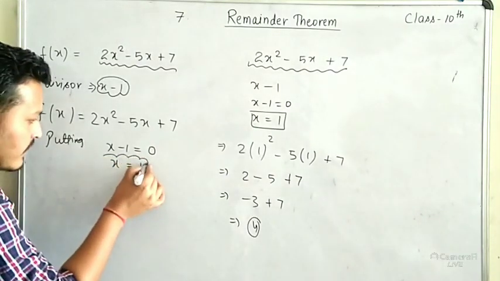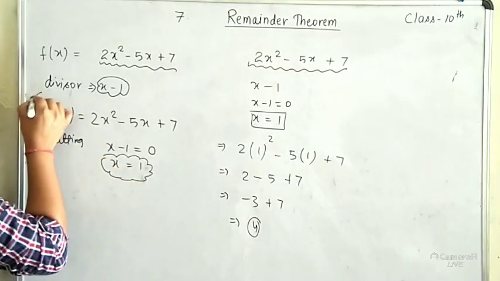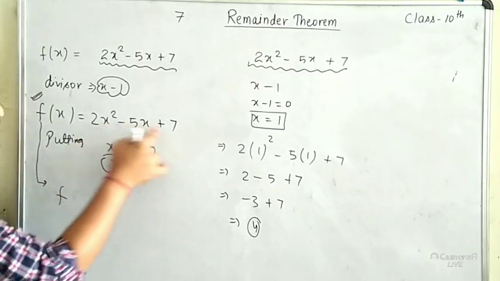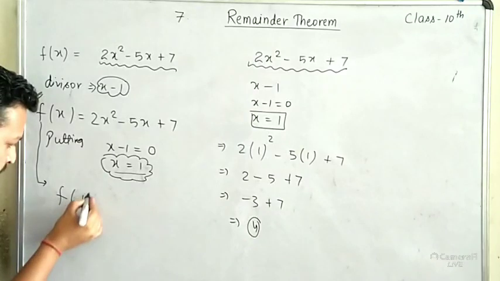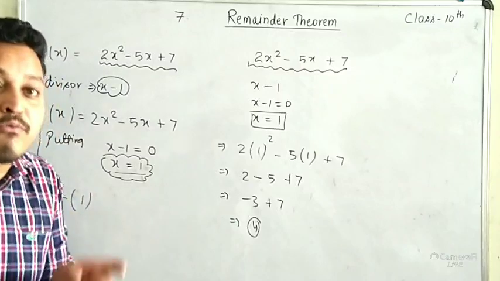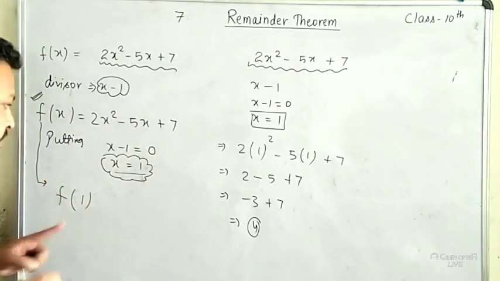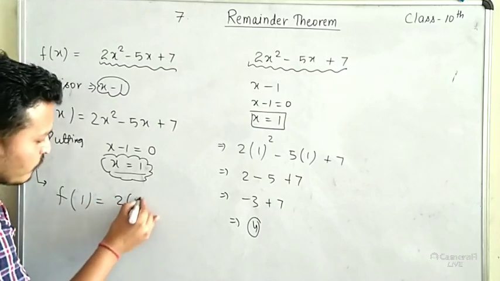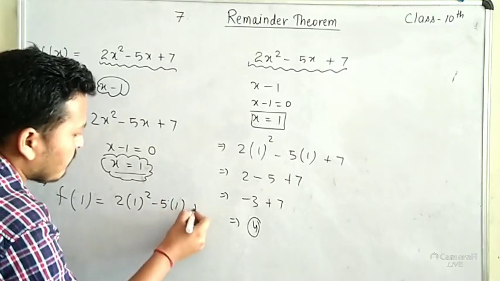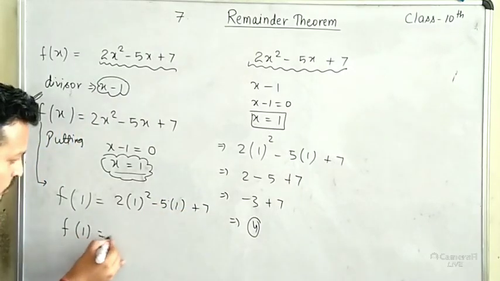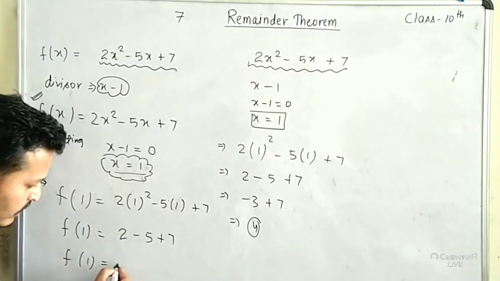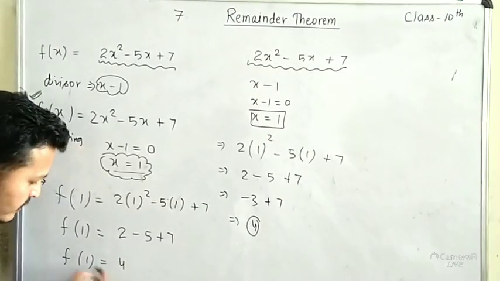So this x value we will put in the given expression. The expression is in x, and the value of x is 1, so here we will put 1. It means we are solving the given expression for the value x equal to 1. f(1) is equal to 2 into 1 square minus 5 into 1, plus 7. So f(1) is equal to 2 minus 5 plus 7, which is minus 3 plus 7, equal to 4.